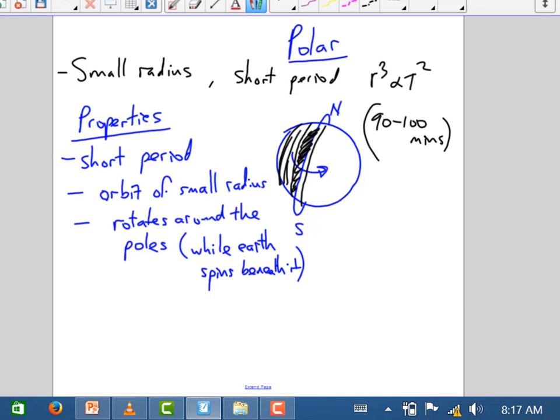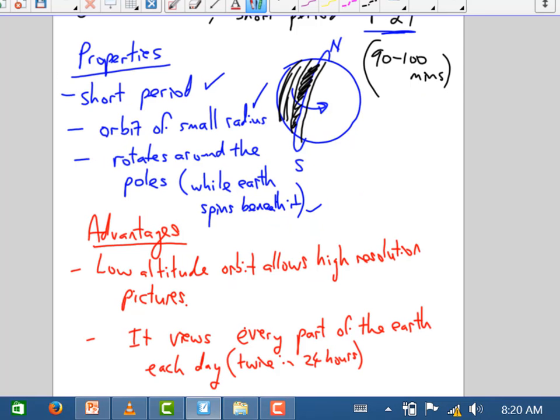So if we look at the individual properties here, we've said it's got a short period. Because of that, it's got a small radius. The thing to be aware of is it's rotating north to south around the poles, and the Earth is spinning beneath it while it's doing that. So what advantages or uses would that have? Well, first of all, if it's close to the Earth's surface, it's going to give you higher resolution pictures because it's a closer distance. So, 2 key things here.